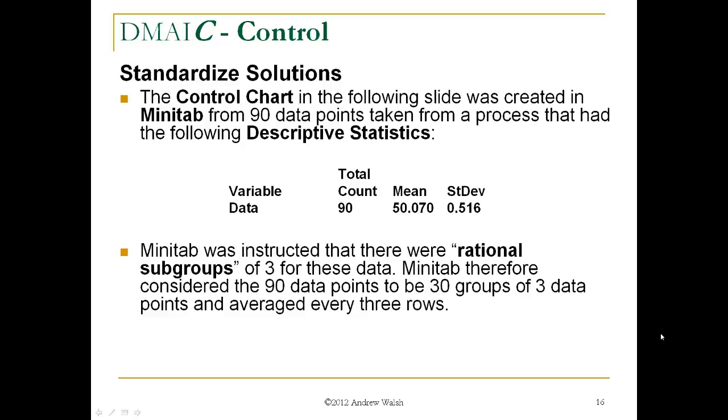Now, Minitab was instructed that there were rational subgroups of 3 for these data. Minitab therefore considered the 90 data points to be 30 groups of 3 data points and averaged every 3 rows.